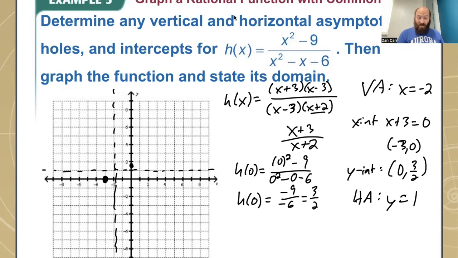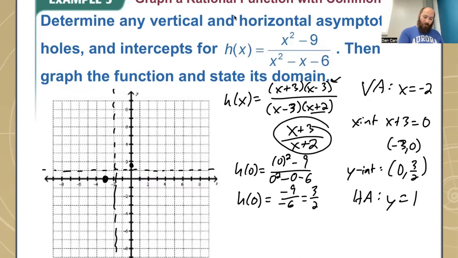So one way of finding that is I'm going to use this simplified version. Remember, the hole happens at x = 3. According to the vertical asymptote, it can't be 3. According to the zero, it can cross at 3. So I'm going to evaluate h of 3 as long as I use this version. 3 plus 3, 3 plus 2. So that's going to give me 6 over 5.